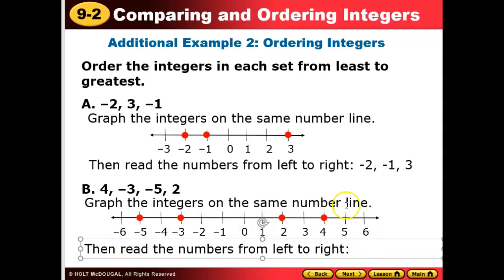Now we have 4 numbers down here. We have 4, -3, -5, and 2. Here's the 4. Here's the -3 plotted, -5, and 2. So you have your number line. You have all your numbers marked on the number line. And now we're just going to read them from left to right.